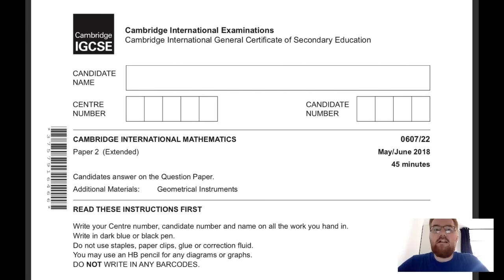So this is the last version of this paper for May-June 2018. This is the 2-2 paper, the one I haven't covered so far, and we are going to go through this in the same way. I'm sporting a new haircut. Let's get on with going through the paper.